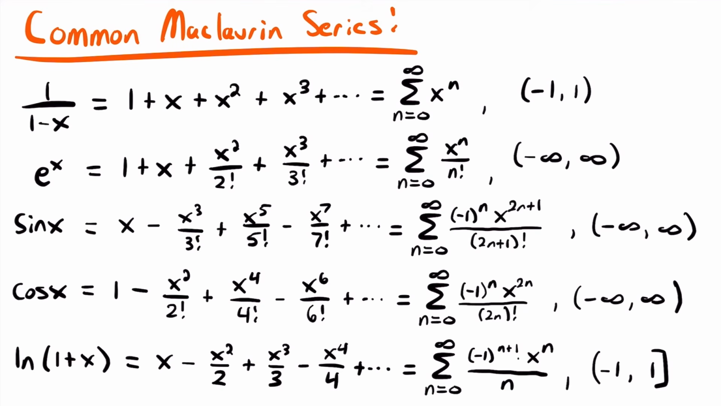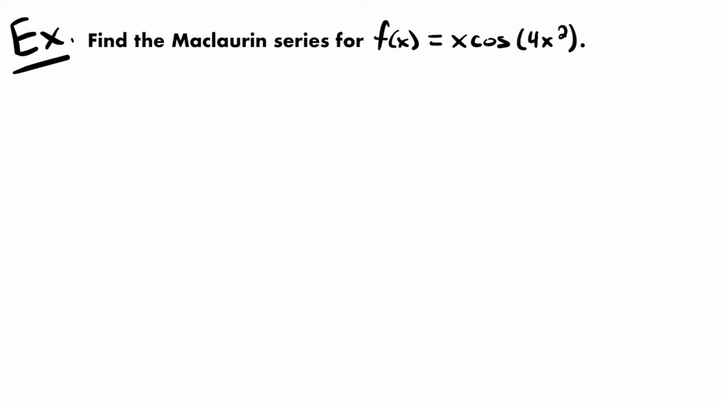I'll show you what I mean when we get to it, but for now, just know that if you're representing a function as a Maclaurin series that's similar to e to the power of x, sine x, or cosine x, where the intervals are just all values of x, then that interval of convergence will not change. All right, and so with that, let's take a look at our first example of using these common Maclaurin series to find a power series or Maclaurin series representation of similar functions. Okay, so here's our next example. We want to find the Maclaurin series for f of x is equal to x times cosine of 4x squared.